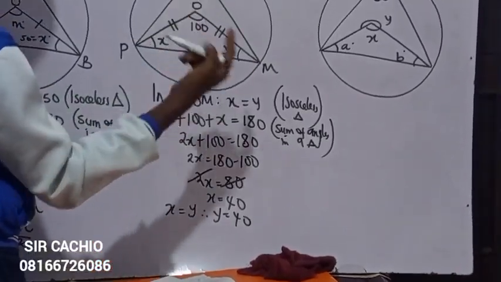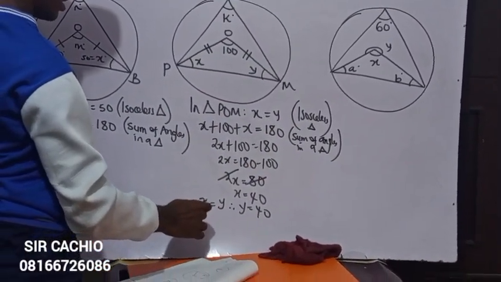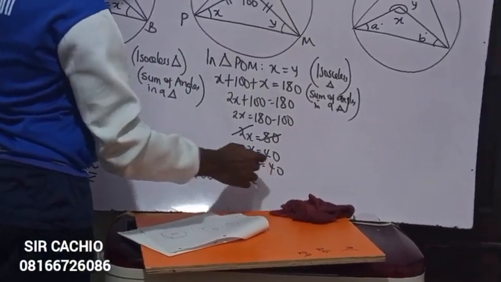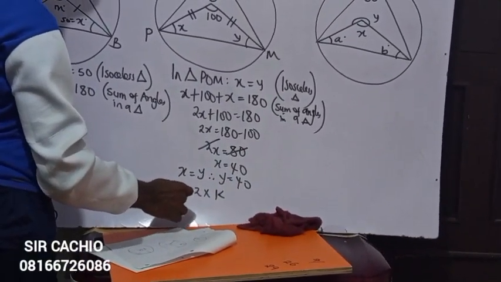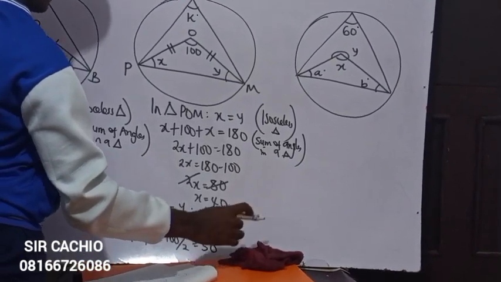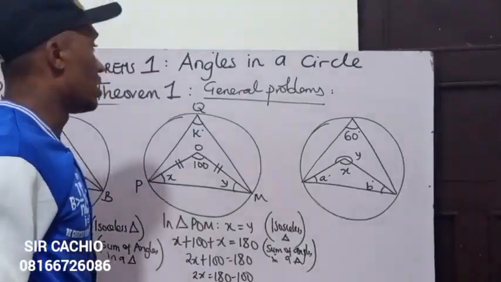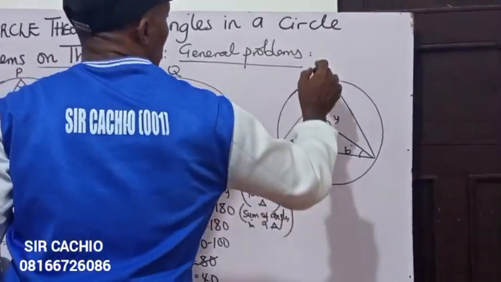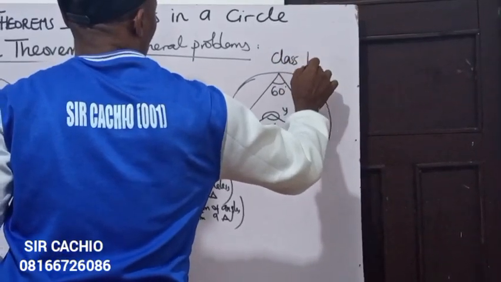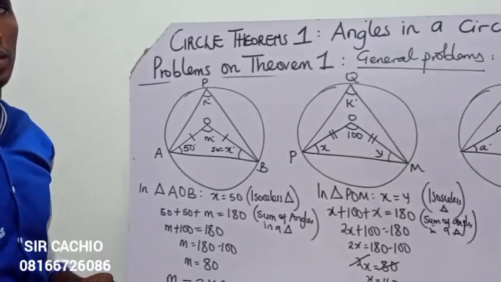So to find k is simple. Angle at the center, which is 100, is 2 times the angle at the circumference, which is k. Therefore, my k will be 100 over 2, which is 50. So this is the third problem. I'll give this as classwork. So try out this one.